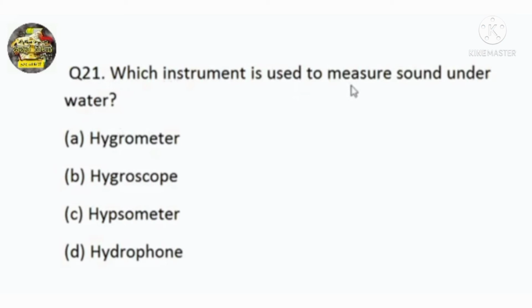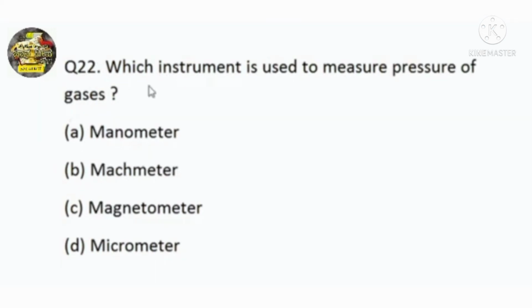Which instrument is used to measure sound under water? ನೀರಿನ ಒಳಗಡೆ ಅಳೆಯುವ ಮಾಪನ ಅದೇ ಆಪ್ಷನ್ ಎ ಹೈಡ್ರೋಮೀಟರ್, ಹೈಗ್ರೋಮೀಟರ್. ಆಪ್ಷನ್ ಬಿ ಹೈಗ್ರೋಸ್ಕೋಪ್. ಆಪ್ಷನ್ ಸಿ ಇಪ್ಸೋಮೀಟರ್. ಆಪ್ಷನ್ ಡಿ ಹೈಡ್ರೋಫೋನ್. The right answer for this question is option D, that is hydrophone. Next we move on to the 22nd question.